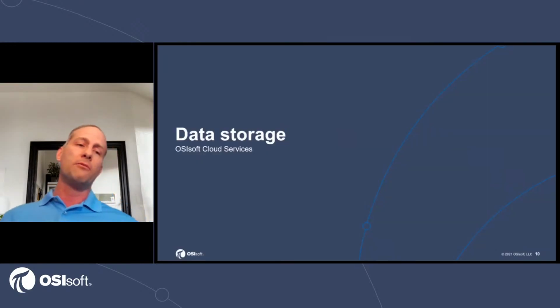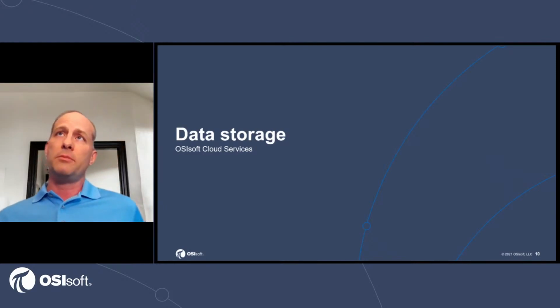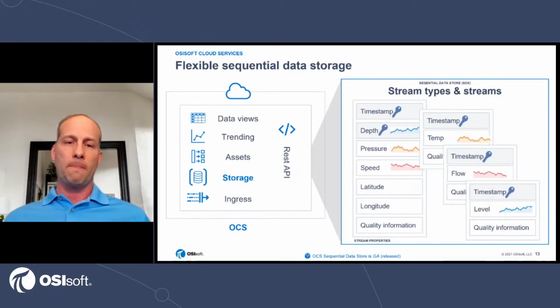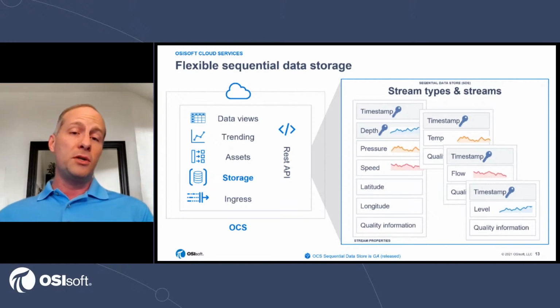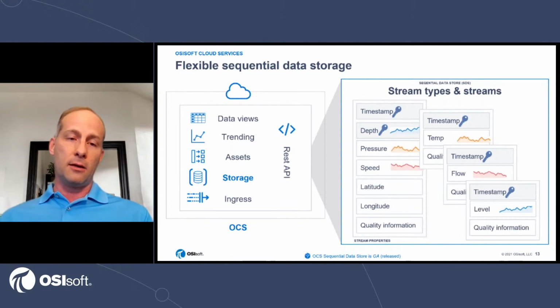So now that you have a good overview of OCS, let's dig into some of the details. And first, I want to talk about data storage within OCS. Within OCS, we have something called the Sequential Data Store, or SDS, as you may hear us say. And that's just a flexible sequential data store that keeps related data together. SDS goes beyond just the timestamp and value that you're familiar with from the PI Server.